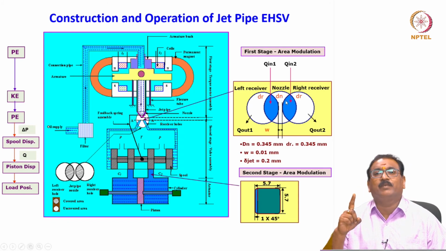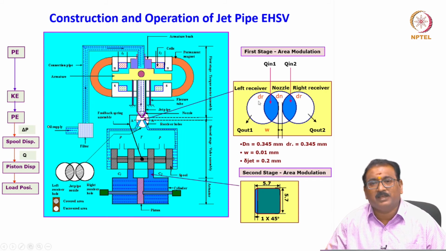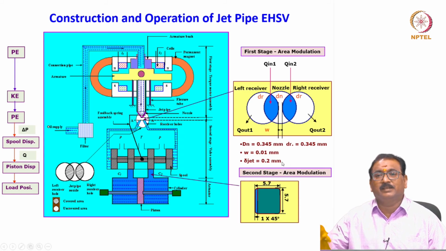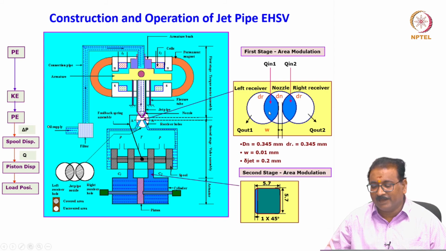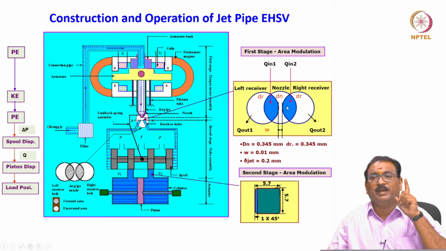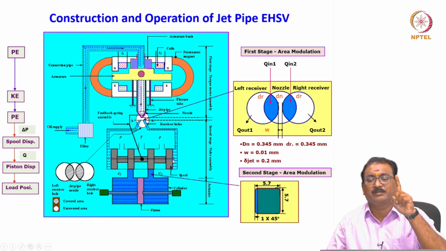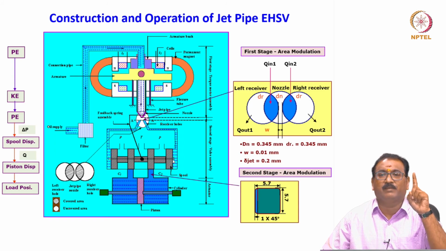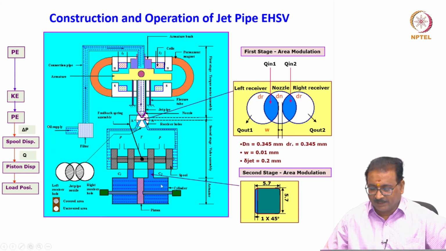Also please take care, friends, many design parameters are there. All the receiver holes and the nozzle are on the same axis. There should not be an offset. If it is offset, this area will change. If this area changes, P1 and P2 are different across the spool, and then the dynamics will be affected. That is very important. Please take care of this. I will tell you the other parameters in the next slide.